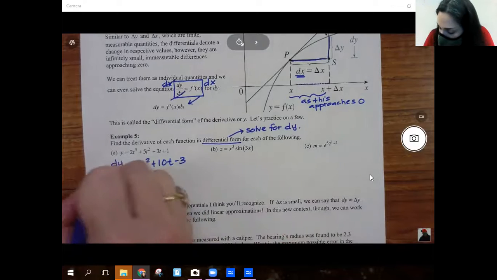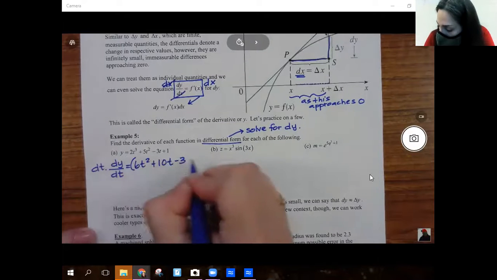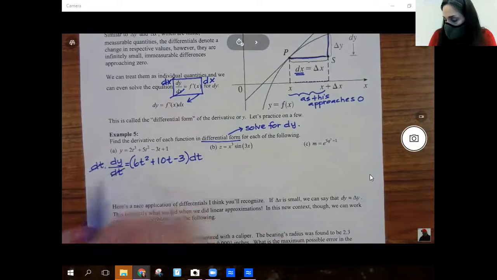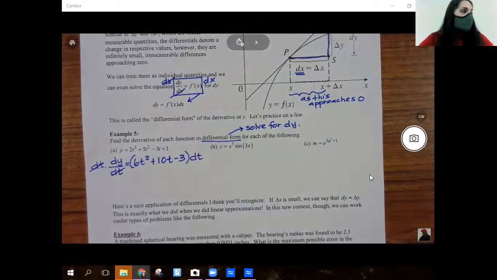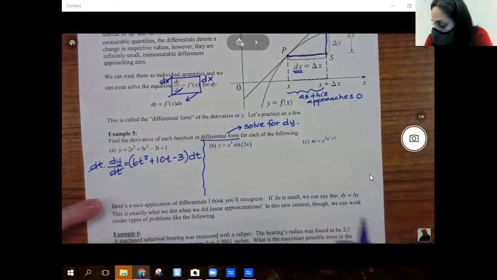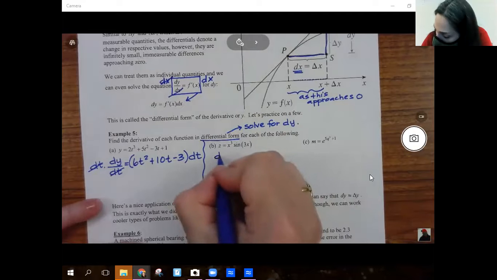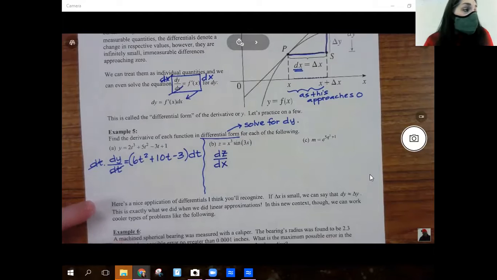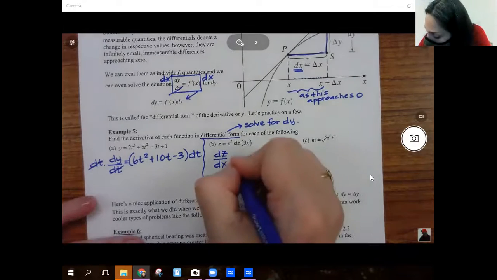That's all that means. Okay? So we're going to multiply by dt on both sides. When you multiply this side, make sure you put some parentheses around it. And now it's in differential form. Okay? You're just going to solve for the dy. Okay. So for this one, letter B, you're going to take the derivative of this. So this is going to be dz dx because your variable in this one is x. So let's take the derivative of this.